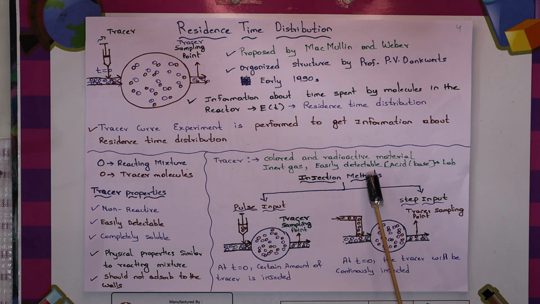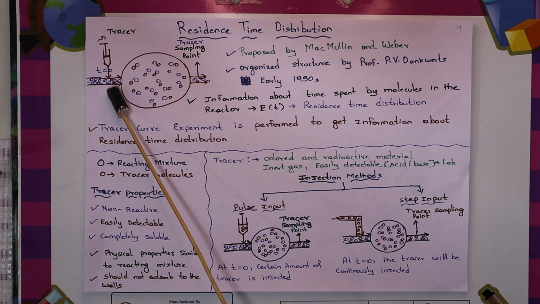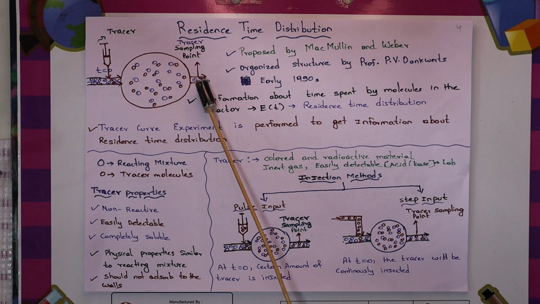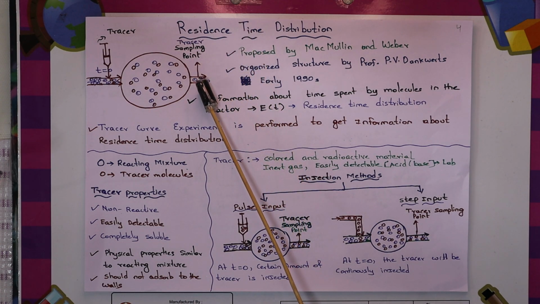Also easily detectable: acid or base. Normally we perform this experiment using acid and base. We inject a certain amount of tracer, like this acid, into this particular inlet chamber, and we detect at the exit. We take out samples at different intervals of time. You can titrate against a base, so we can get at what time what concentrations of molecules are coming out of the reactor.